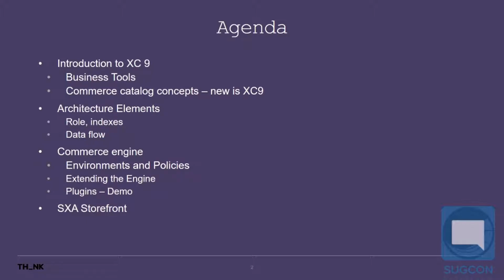Then we're going to go deeper into the architectural elements: roles, indexes, and data flow. Then the Commerce Engine. What is this Commerce Engine which we talk about? Within the engine, we have different elements, which are the policies. How do you extend the engine using the plugin architecture? Then we picked up one of the plugin demos, so we're going to work through that. If we have time, I was timing myself, that's where 40 minutes finishes, we'll look into XXA.